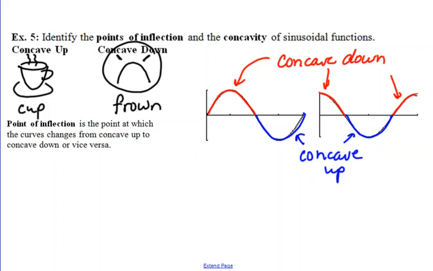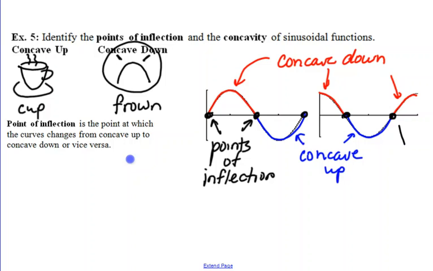Now the point of inflection is the point at which the curve changes from concave up to concave down, or vice versa. So all these black points are all points of inflection. In other words, where does the graph change from being concave down to being concave up? And it turns out that these points are significant in that the slope of the graph at the points of inflection is at a maximum.